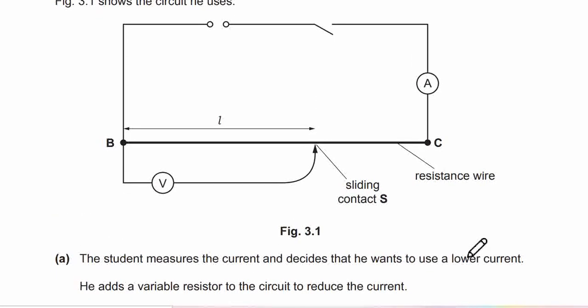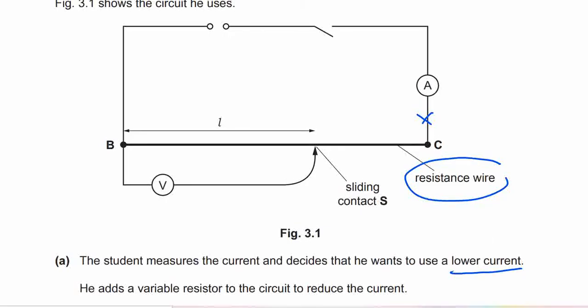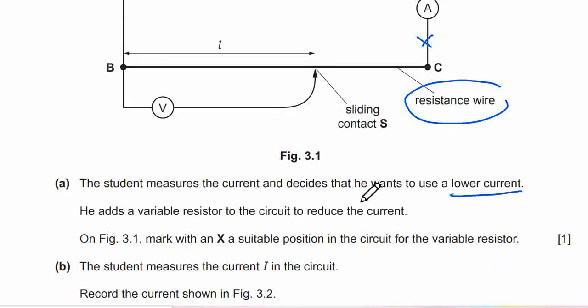So to reduce the current, the resistor has to be put in series with another resistance. So this is the resistance wire, and we can put the X in here. It will add to the total resistance and reduce the current in the circuit. So it has to be in series with the resistance wire, ammeter, and power supply. You can put it somewhere here, or anywhere in here also, as long as it's in series with the resistance wire, ammeter, and power supply. Next question. The student measures the current I in the circuit.